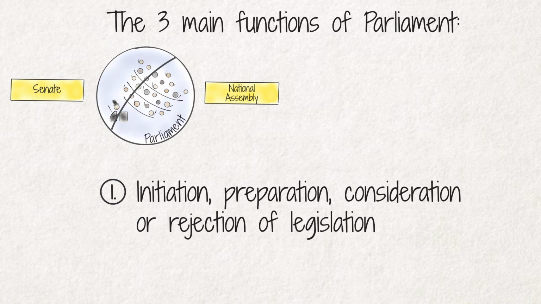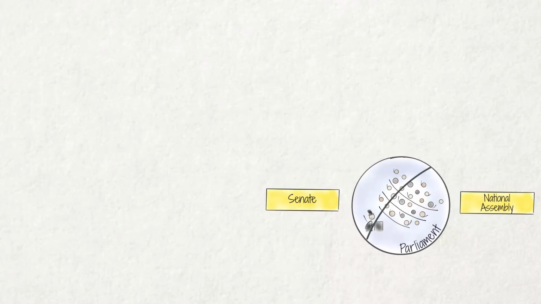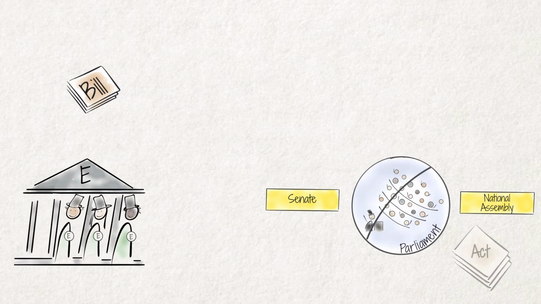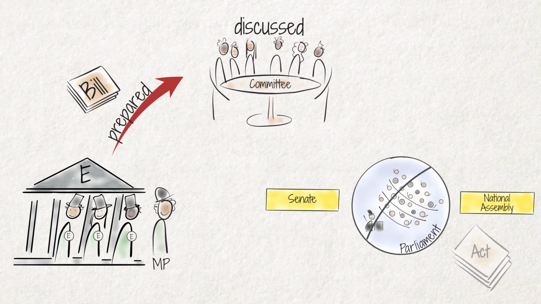When a piece of legislation comes before Parliament for consideration, it is called a bill. When it is passed, it is called an act. Bills are usually introduced by the executive, but they can also be introduced by MPs and are then discussed in parliamentary committees, which may amend provisions and approve them before both houses of Parliament vote on whether to pass them.